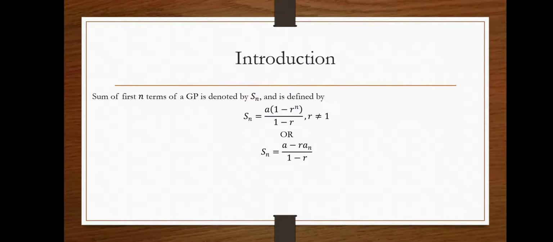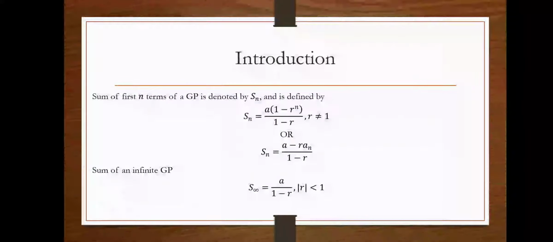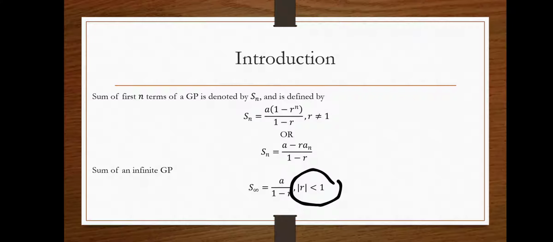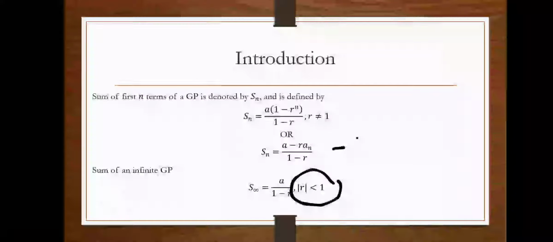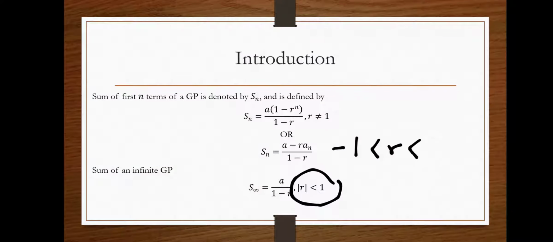Now there is something more to this, and that is the sum of an infinite GP. Infinite GP means a GP goes on to infinity, and if we are trying to find out the sum, then what is going to be the formula? The formula is going to be a by 1 minus r. Now here this is something very important we all need to take care of. The value of r, that is the common ratio, must lie within 1. That means the value of r should be minus 1 less than r less than 1.